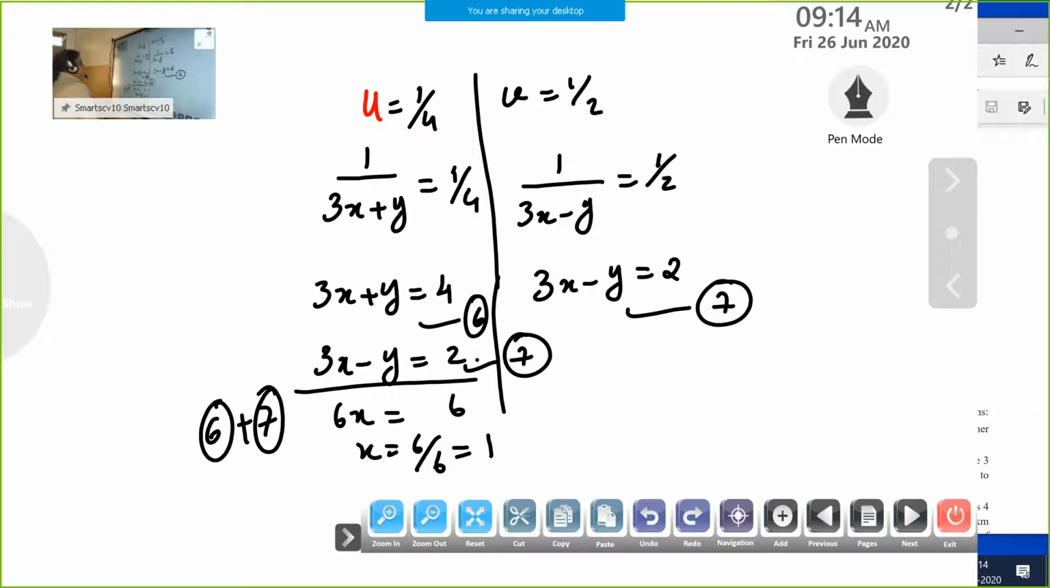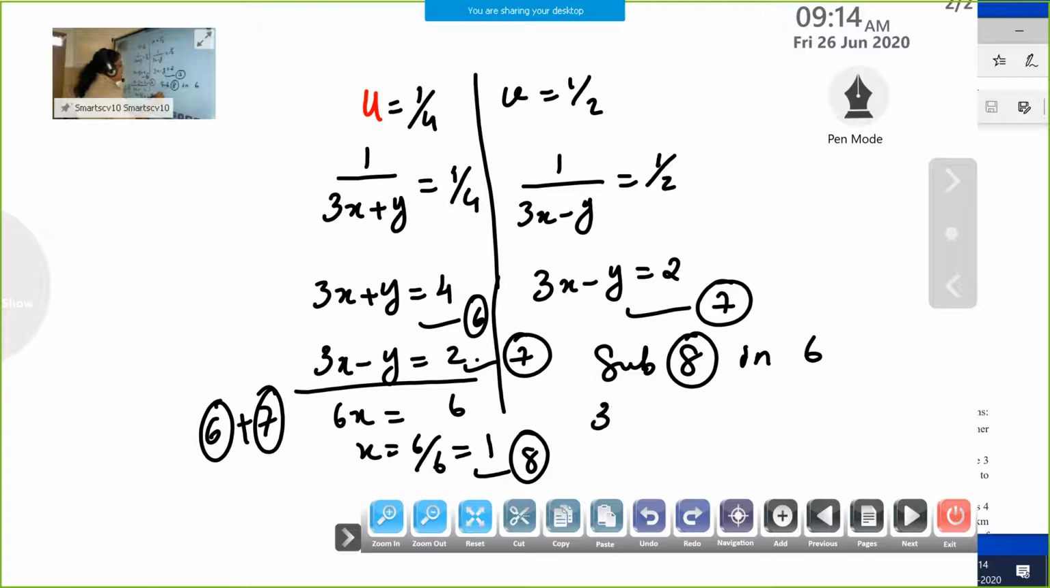Then substituting this value, this is equation 8. Substituting 8 in 6, that is, instead of x you write 1: 3 into 1 plus y is equal to 4, y is equal to 4 minus 3, which is equal to 1. That means x is equal to 1 and y is equal to 1, that is our solution.